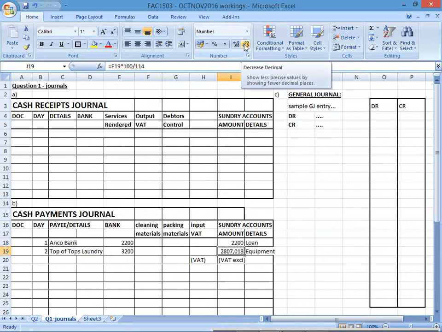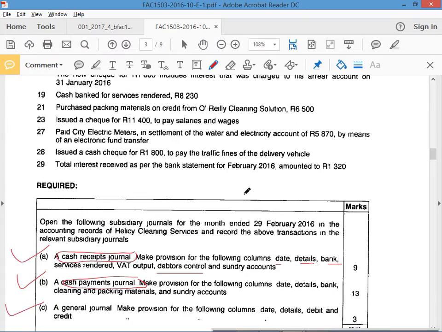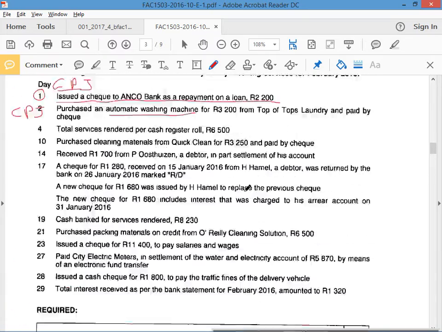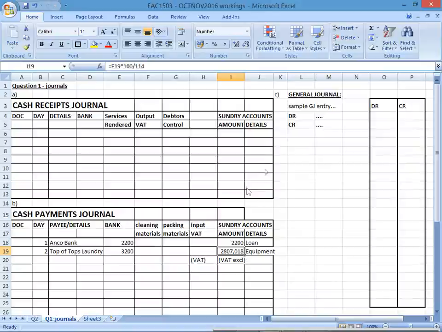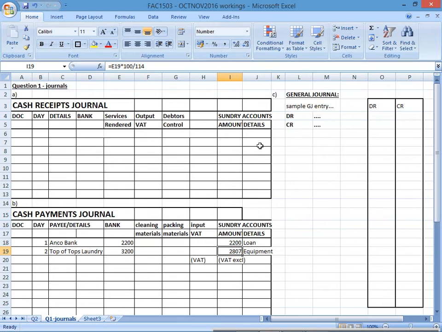Or did they say anything about rounding in the question here? No, they didn't. Okay, problematic. So then you would round off to the nearest cent. I'm going to keep it simple and round off to the nearest rand, so we don't have such a big amount there. How did I get that? 3200 times 100 divided by 114. That's how you get your VAT exclusive amount.